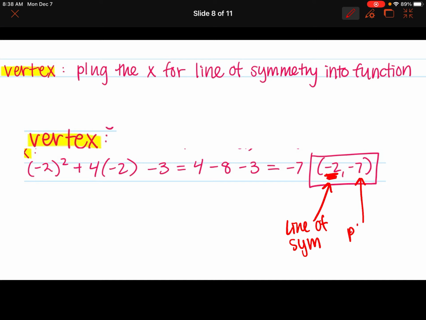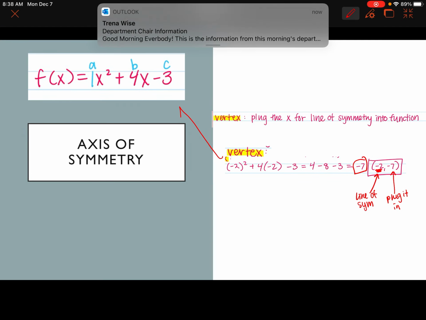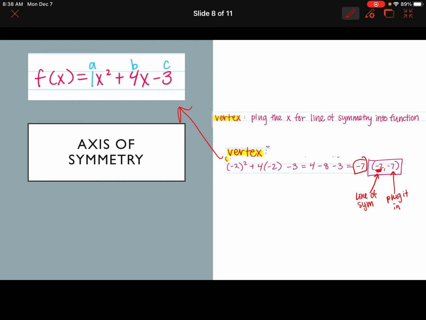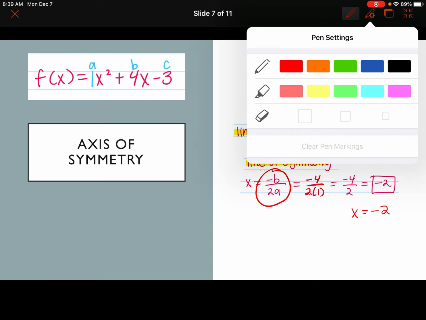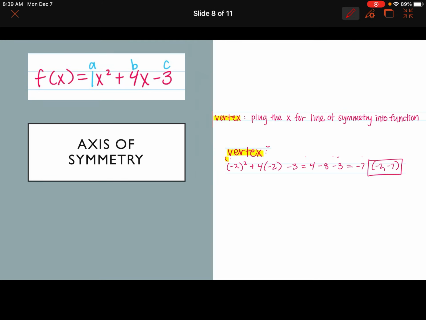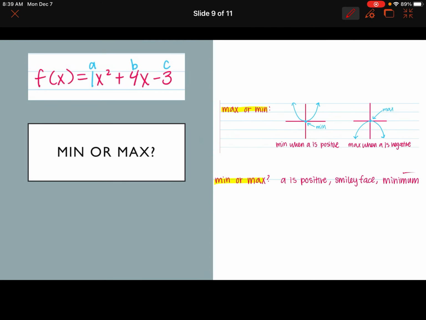And the y we got just now by plugging it in. So we got the x from the line of symmetry, and the y we got when we plugged it in to this. Okay, so that's the next thing, the vertex. Let's see what else we can find. So far we have found the y-intercept, the line of symmetry, and the vertex. So let's see what else we can find.